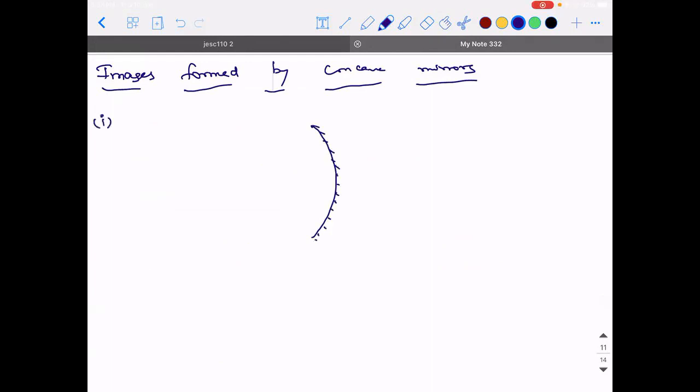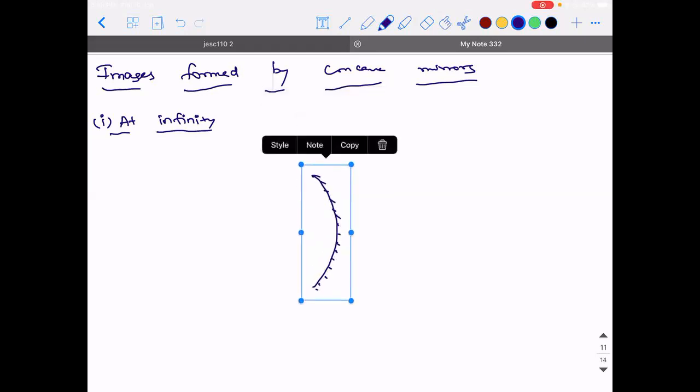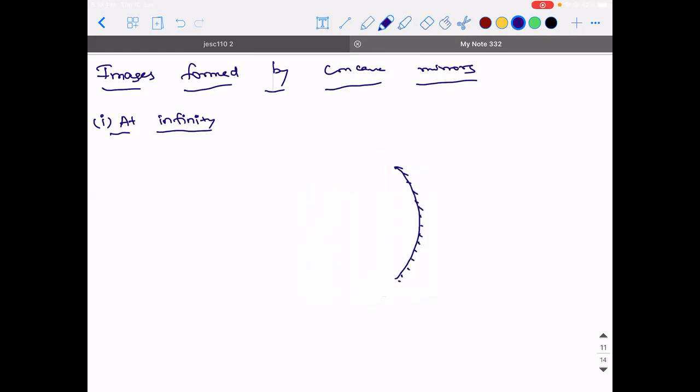So first is when the object is placed at infinity. What will happen when the object is placed at infinity? Let's see. By now you should be able to tell me the answer. Where is the image formed?